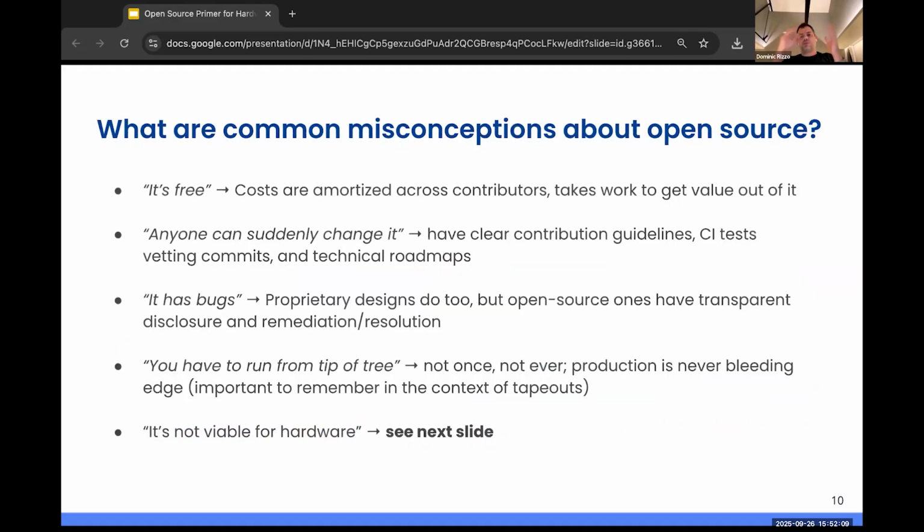So before we get into the meat of how this applies to open silicon, I think it's worth covering some of the common misconceptions about open source. I've touched on a few of these already, but this concept that it's free is not in fact true. It is costly.